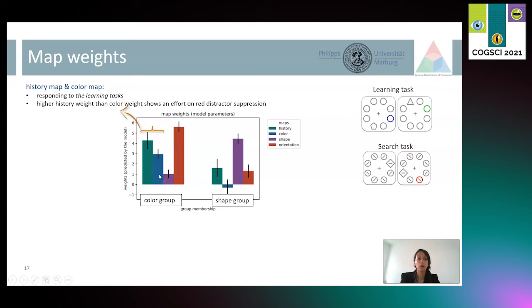Participants in the color group respond to the learning tasks by relying on history and color, and also the higher history weight than color weight here shows an effort on red distractor suppression in the search task. Looking at the orientation map and shape map in the color group, as you see, the orientation map has the highest weight. By that, participants in the color group respond to the search tasks, and also they ignore the irrelevant shape singletons in the learning task.